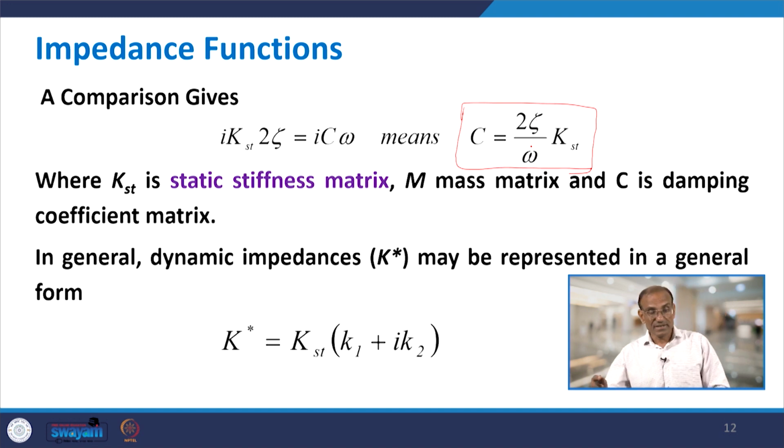In general, dynamic impedances K star may be represented in the form K star equal to kst times (k1 plus iota k2), where k1 and k2 are nothing but the real and imaginary parts of the stiffness.